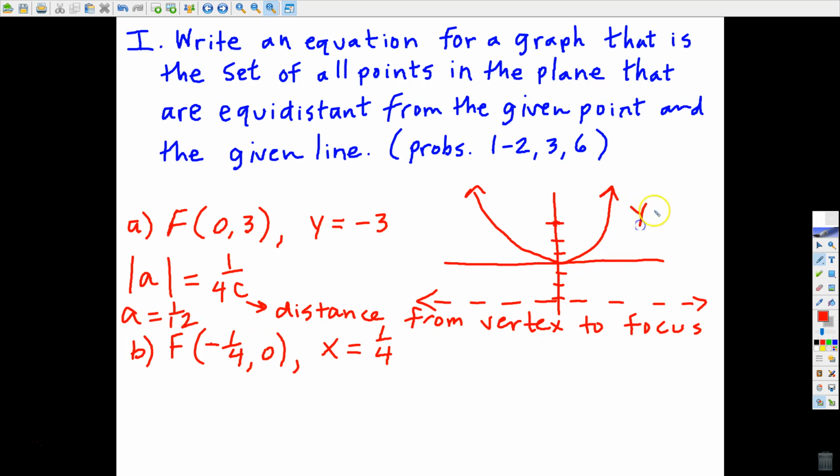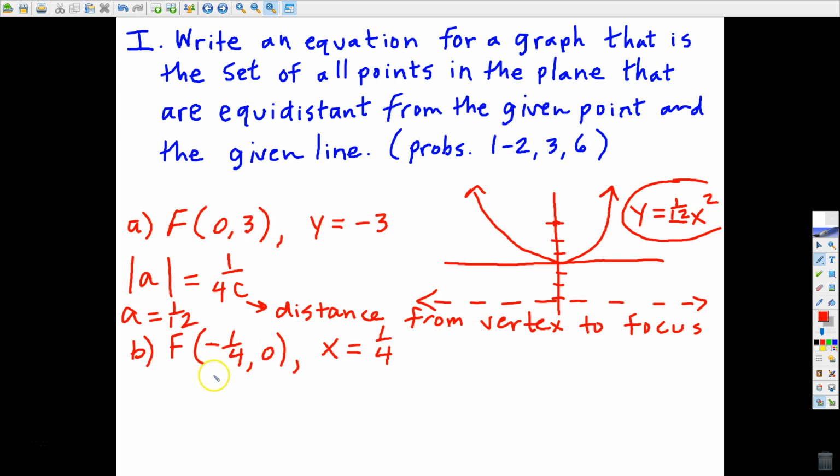Okay, so I started off with y equals some number that has to be positive because this parabola opens up, x squared, and now I basically know what to fill in the blank. 1/12 is my answer for A. A is always the coefficient of either x squared or y squared. And so that would be my answer for example A. Any questions on example A? Okay, get really familiar with this formula. It's easy. It's used a lot.